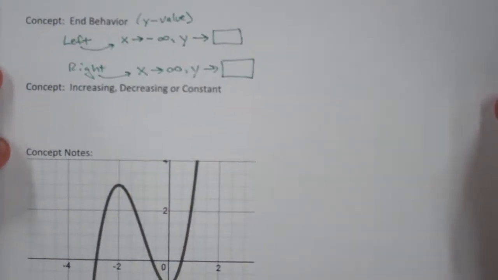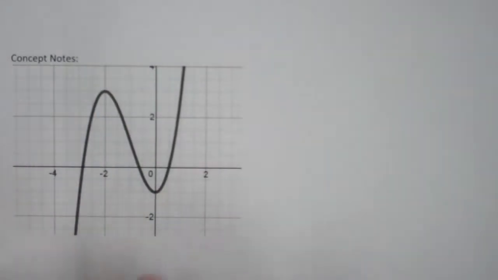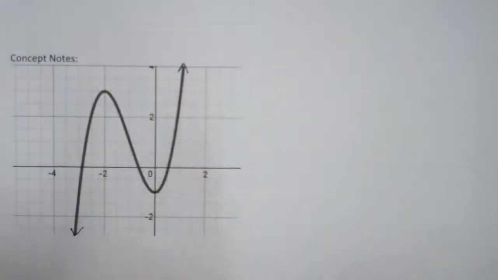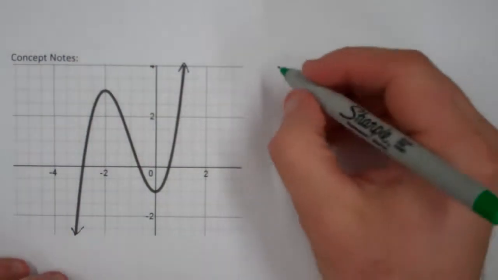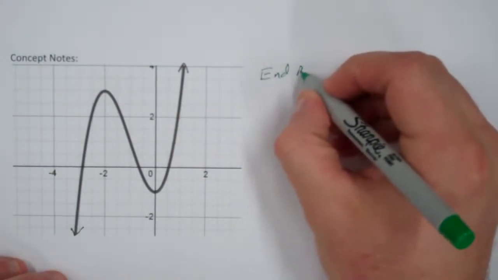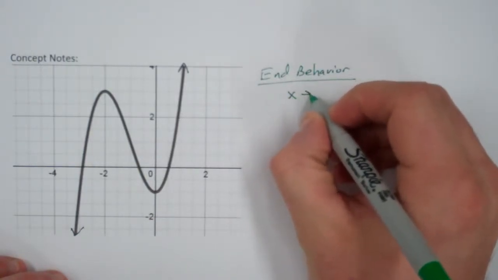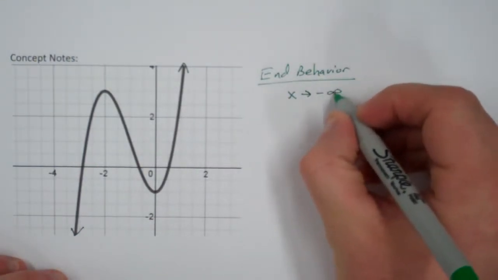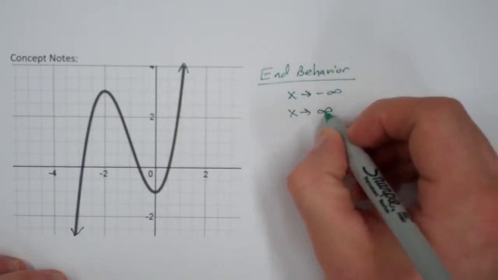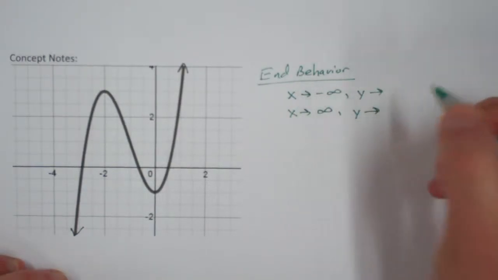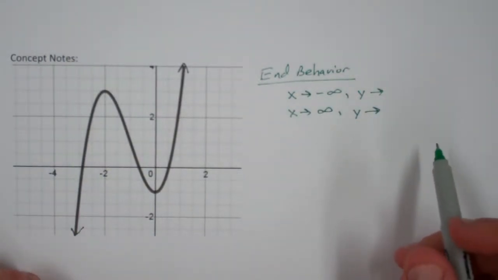Let's look at the concept note graph here. And I forgot to draw some arrowheads on this thing, so let's do that. That's actually pretty important. Make sure you put these arrowheads on here. Okay, so if we're stating the end behavior here, we always do x, the little arrow means approaching. You can do negative infinity, or you can do infinity first, but you have to catch each one. And then we're wondering what value, or what values does y approach.